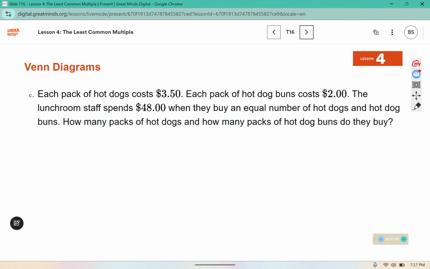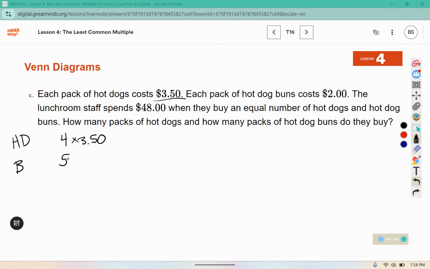Each pack of hot dogs costs $3.50 and each pack of hot dog buns costs $2. The lunchroom staff spends $48 when they buy an equal number of hot dogs and hot dog buns. How many packs of hot dogs and how many packs of hot dog buns do they buy? Well, let's start with what we know. We know that they could buy 4 packs of hot dogs. And you said that the hot dogs cost $3.50. And they also buy 5 packs of buns, and the buns cost $2.